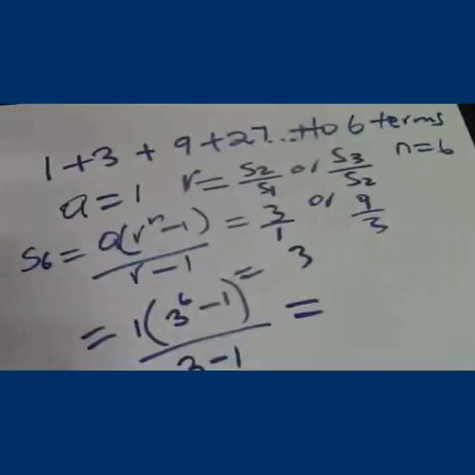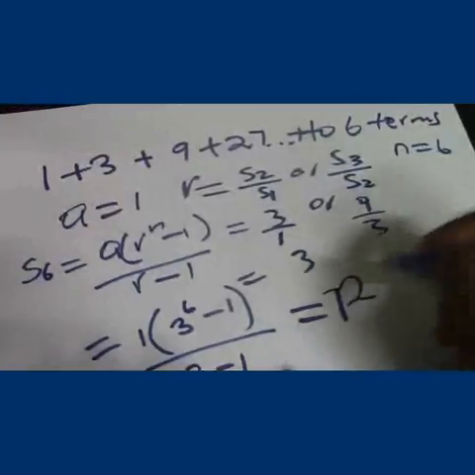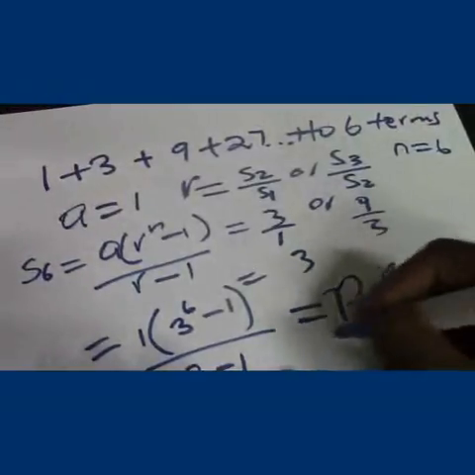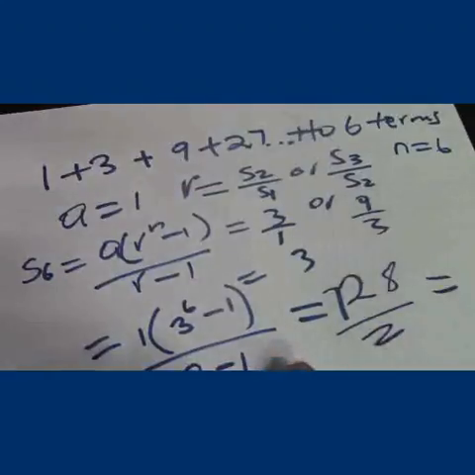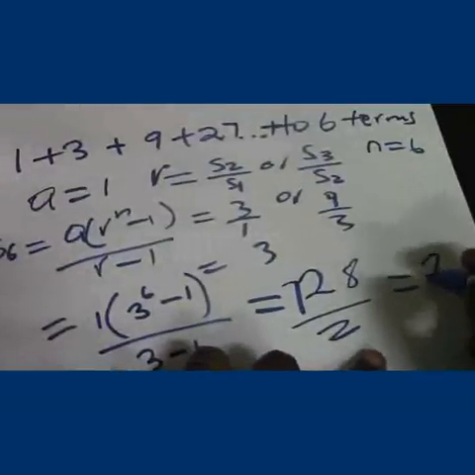We say 3 to the power 6 is 729, minus 1 is 728 over 2. Our answer now is 728 over 2, which is 364.